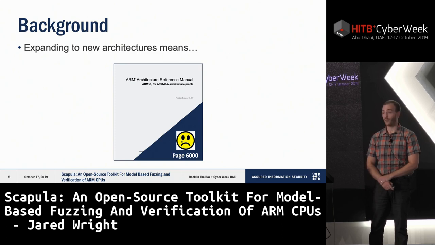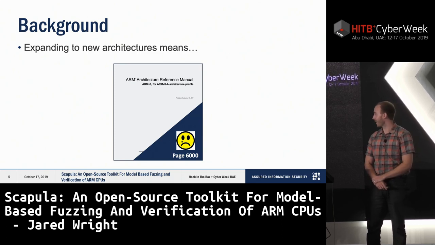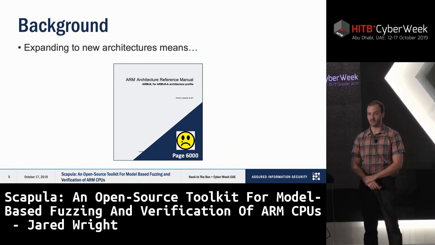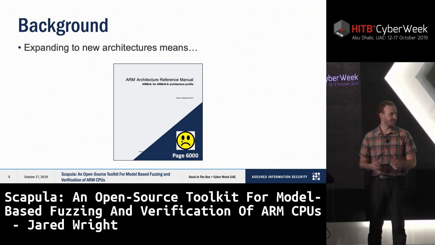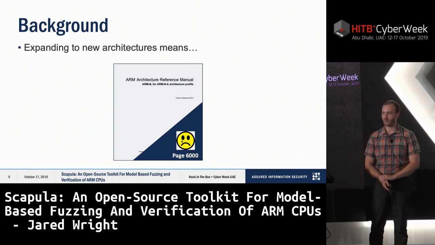And so what do you think happens when you try to expand to more architectures? Well, you get another reference manual that's also 6,000 pages in length. And you get to read that and spend another 10 years of your life trying to understand what the heck's going on. So yeah, it's this constant cycle of ingesting so much information as a developer.